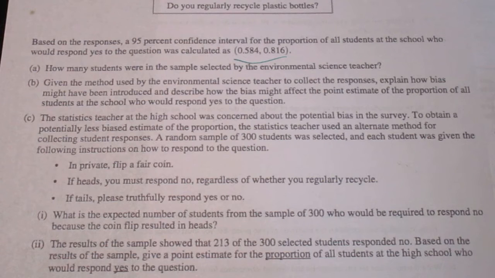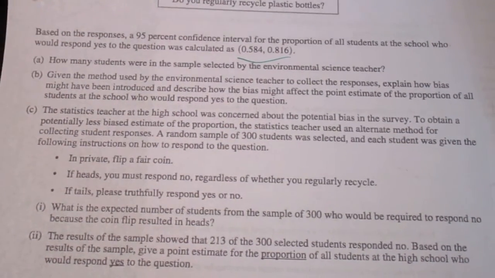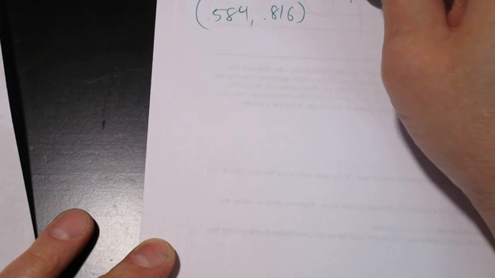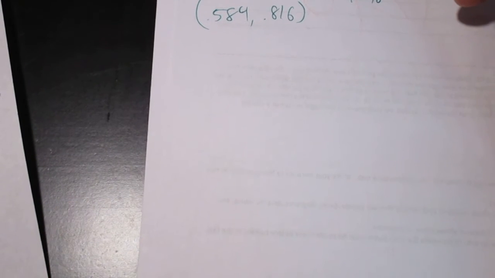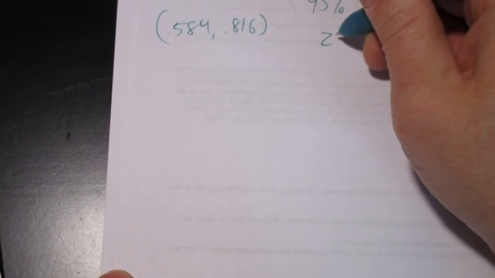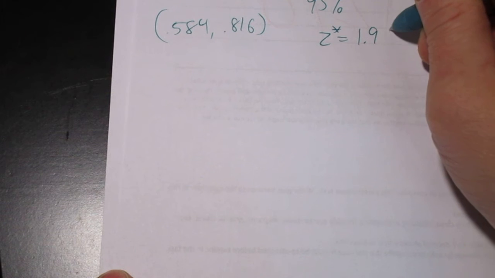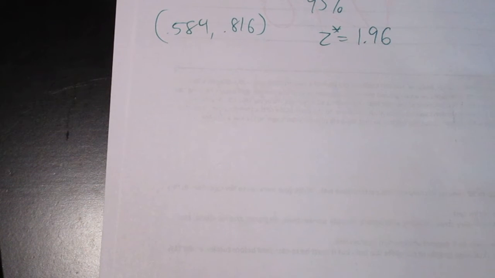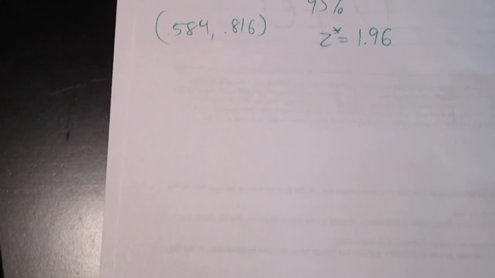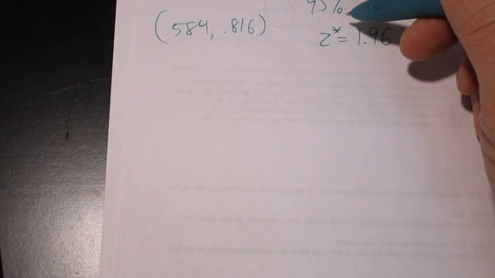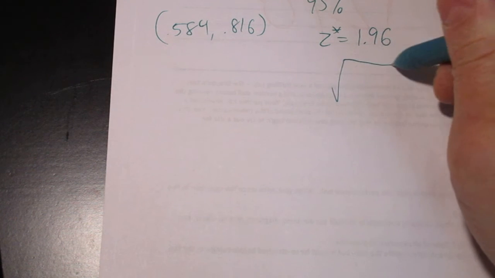How many students were in the sample selected by the environmental science teacher? All right. The interval is 0.584 to 0.816. It was 95%, and it was a proportion problem, so great. We know the z-score already, 1.96. So it looks like we're working backwards. So let's see. If we need to know the sample size for a proportion, looks like we're looking for this thing.